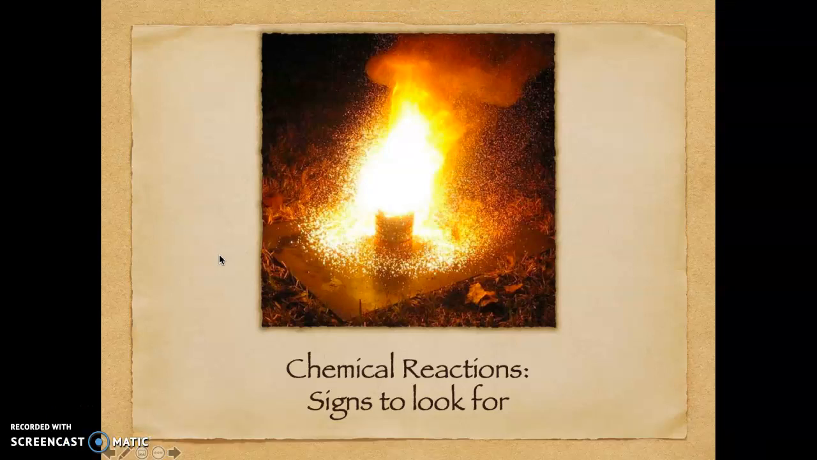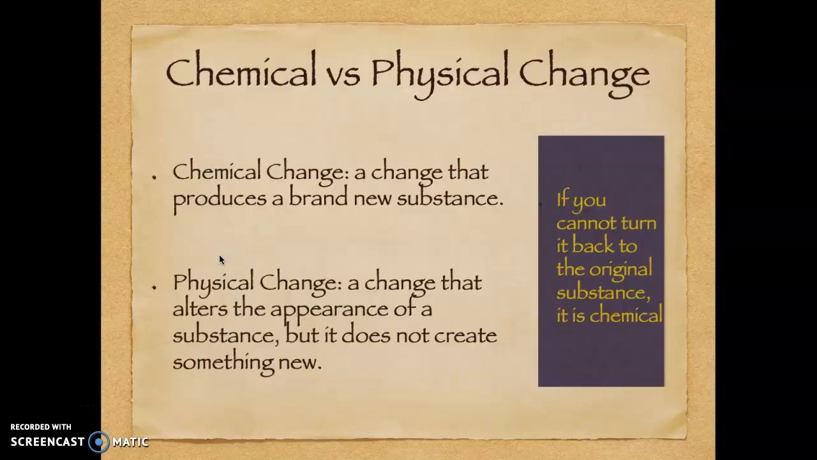This video is going to discuss chemical reactions and what signs we can look for to know whether or not a reaction has actually occurred. So we've kind of talked about chemical reactions before, but matter itself can go through two different types of changes. The first type of change is the chemical change, where a new substance is created, which is what we're going to be focusing on. But there also can be a physical change, which is something that's just going to alter the appearance, but does not actually create a new substance.